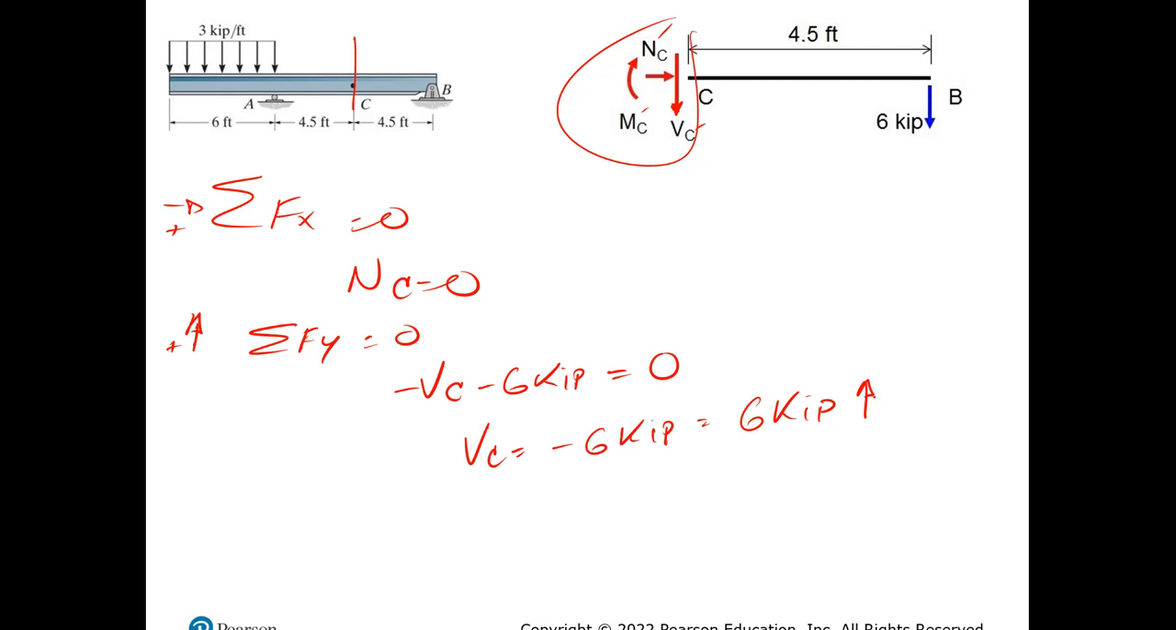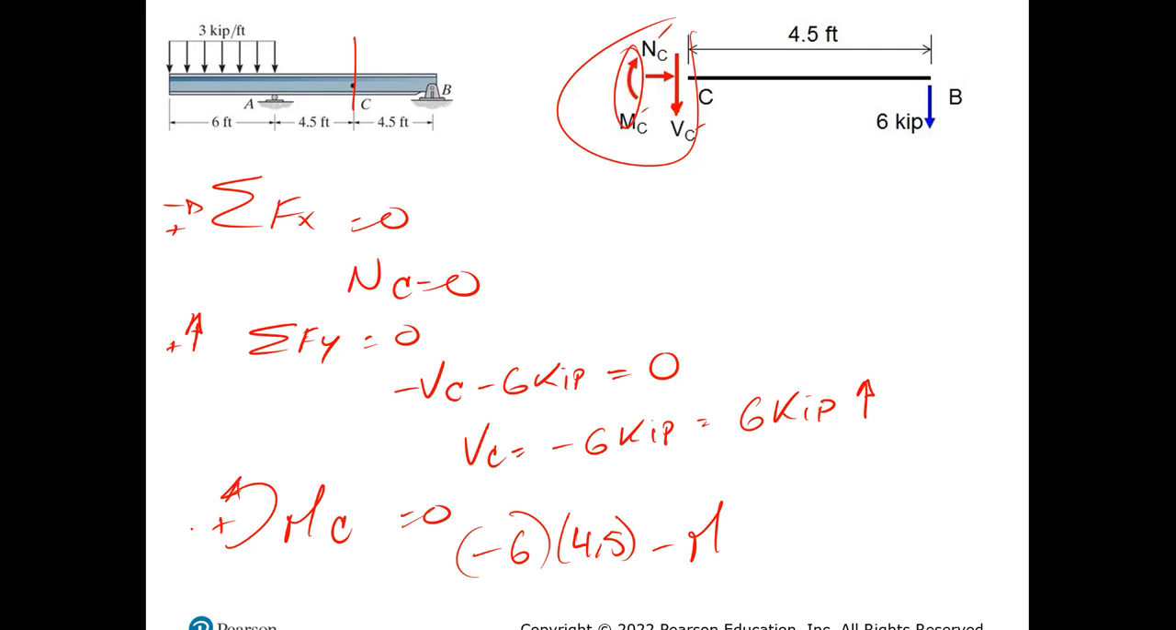Okay, so then sum of forces around C will be equal to 0, and the only force at C that is causing moment will be 6 going down, which is minus 6 multiplied by the distance, which is 4.5, and then you have the couple moment, don't forget that, which is negative according to my sign convention.